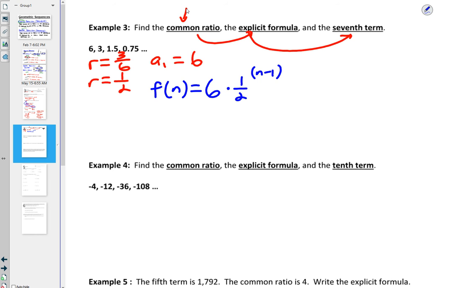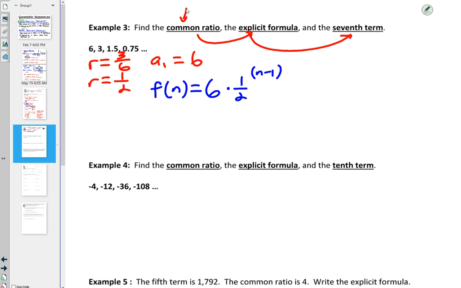I'm going to plug in a 7, 4, n. So this is just saying if this were to continue, what would be the seventh number? If you wanted to find this recursively instead of explicitly, I would use that common ratio of 1/2 and just keep on multiplying each number times 1/2, which is the same as dividing by 2.